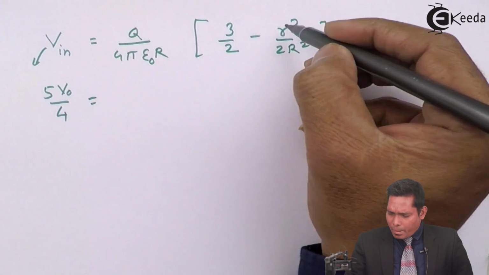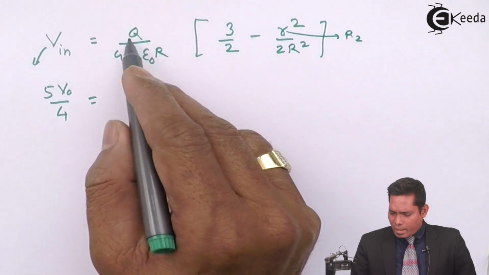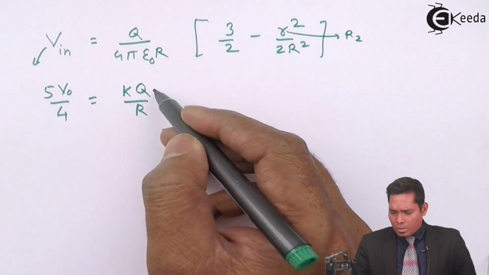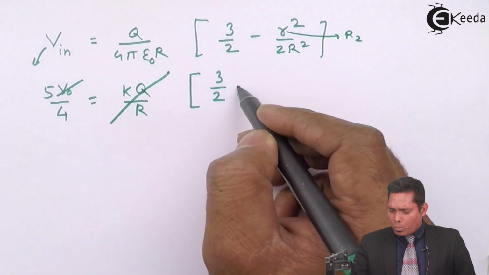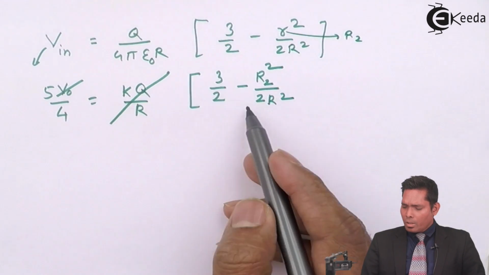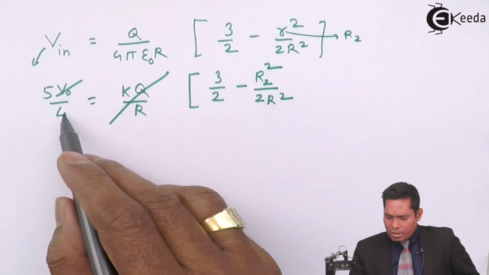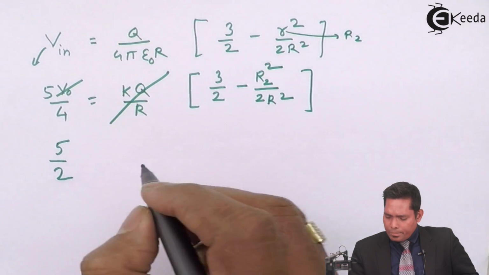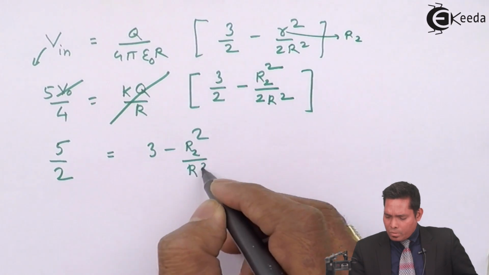So this r2 can be obtained by putting r here as r2. Then I'll write kq by R again, which is v naught, and this will cancel out, and this will be 3 by 2 minus r2 square divided by 2R square. Then from here I can take 2 out and cancel, and I have to get 5 by 2. I'll get 5 by 2 because 2 cancels from both sides. This becomes 3 minus r2 square by R square.